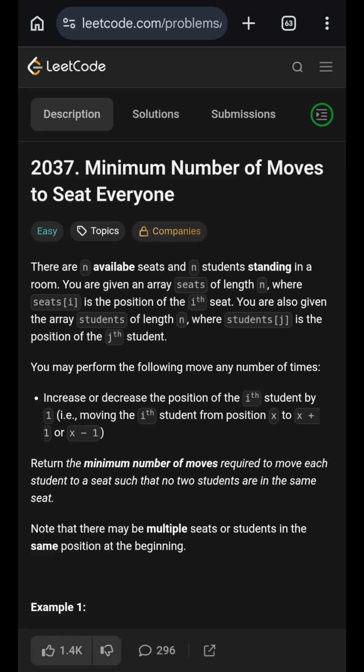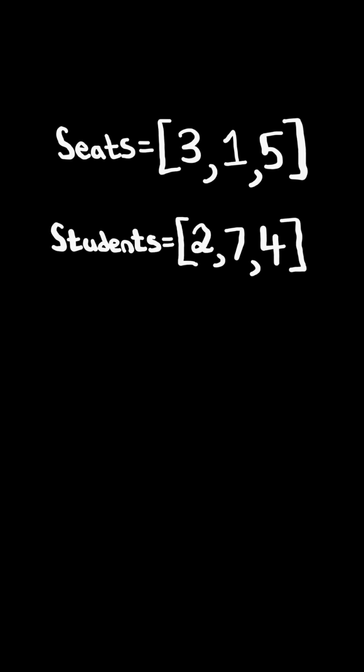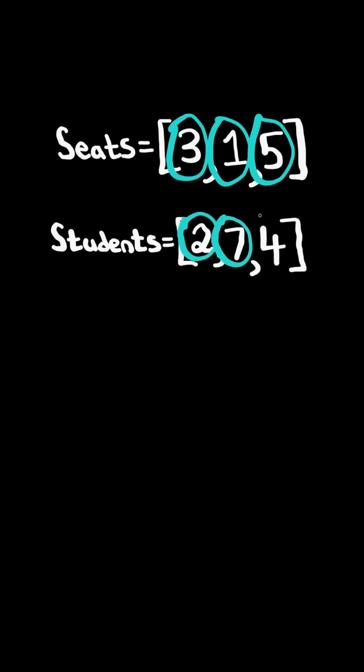Minimum number of moves to seat everyone. You're given an array of seats and an array of students. Seats at index i is the position of the ith seat, and students at index i is the position of the ith student. Our goal is to place all the students in a seat.